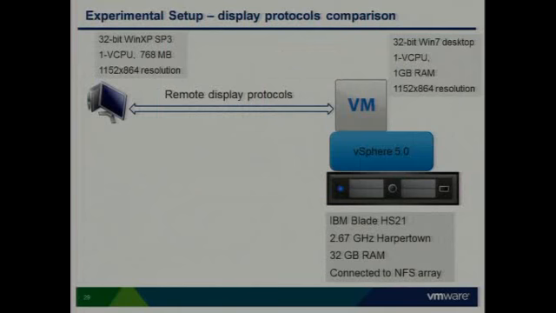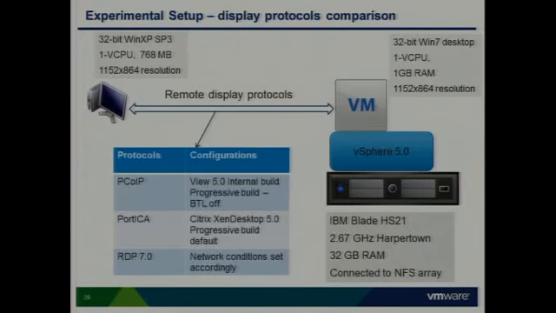Now I'm going to switch gears and give you results comparing different display protocols. These are the settings we have used. For PCoIP, we have used a View 5.0 internal build with progressive build set to build to lossless off, which means it will build to perceptually lossless quality. For Citrix ICA, we have used Citrix XenDesktop 5.0 with progressive build at default settings. For RDP, we have used RDP version 7, with network settings set as per the network condition we are testing.